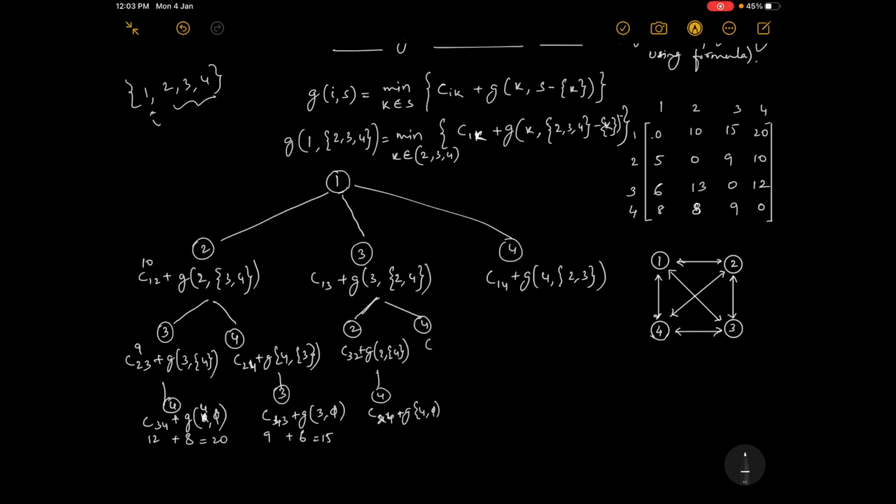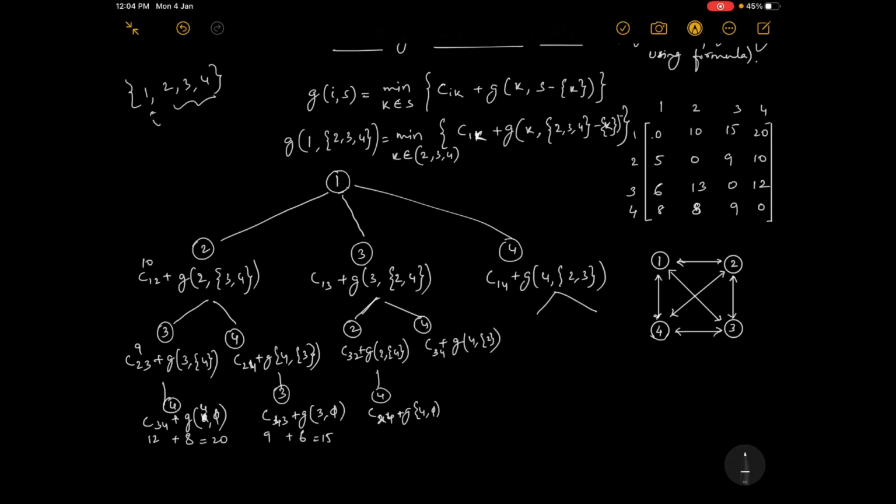Similarly this C 3 4, correct? It has come from 3 to 4, so 3 4. It has come 3 to 2, 3 2. It has come 2 to 4, so C 2 4. So C 3 4 here plus G of 4. What is the left out position? 2.